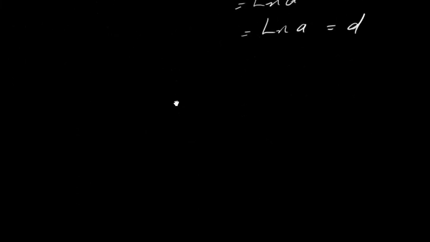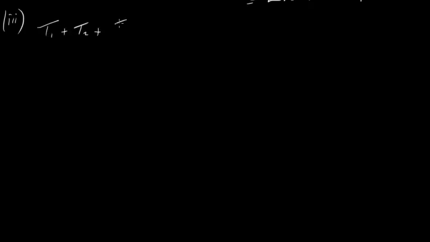Now, the third part of this question is an equation. So we've got t1 plus t2 plus t3 plus all the way up to t100, and that's going to be equal to 10,100. The question asks us to find what value of a will give us this equation, will work for this equation.